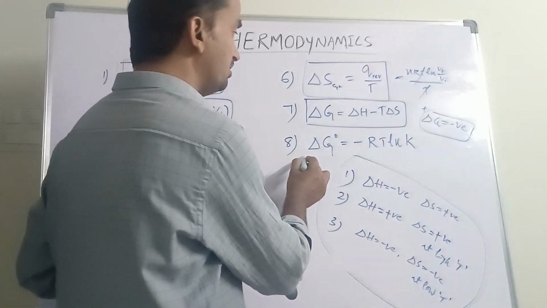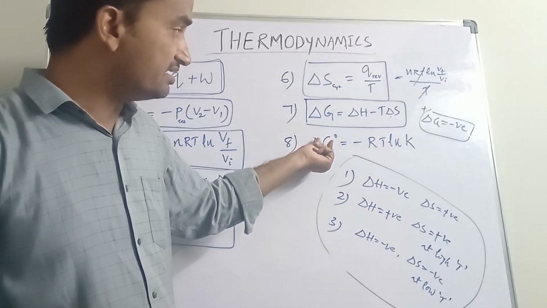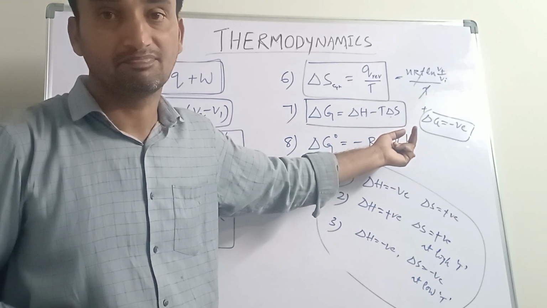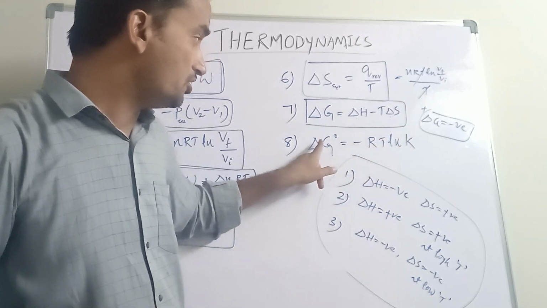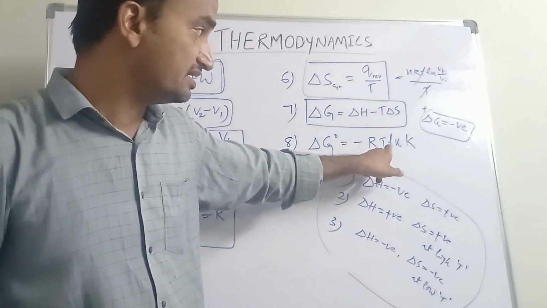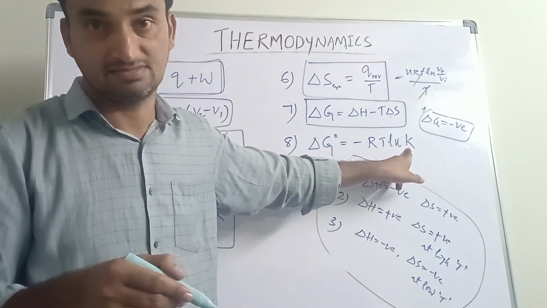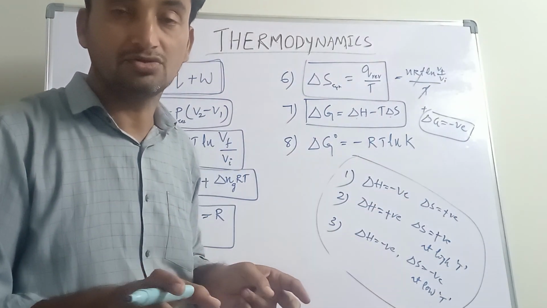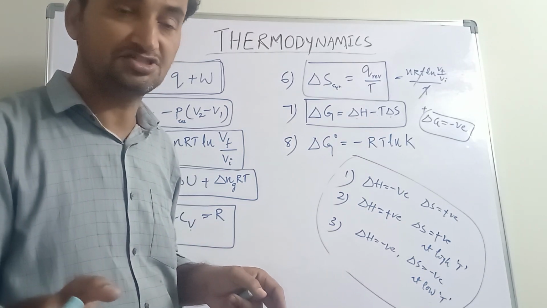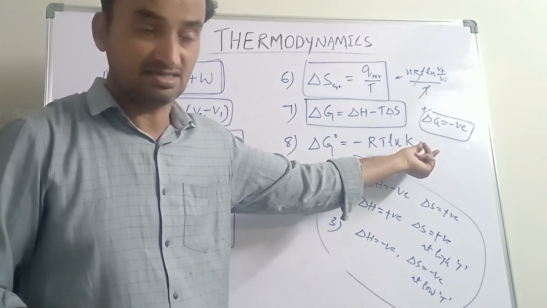Next one is the eighth formula. It is the relationship between standard Gibbs free energy and the equilibrium constant K. Now your standard Gibbs free energy equals minus RT ln K. K is nothing but the equilibrium constant: concentration of products by concentration of reactants. If they give it in the problem, they will give A plus B in equilibrium with C plus D. So they will give the concentrations or otherwise pressures. So in this case, you have to write concentration of products divided by concentration of reactants.